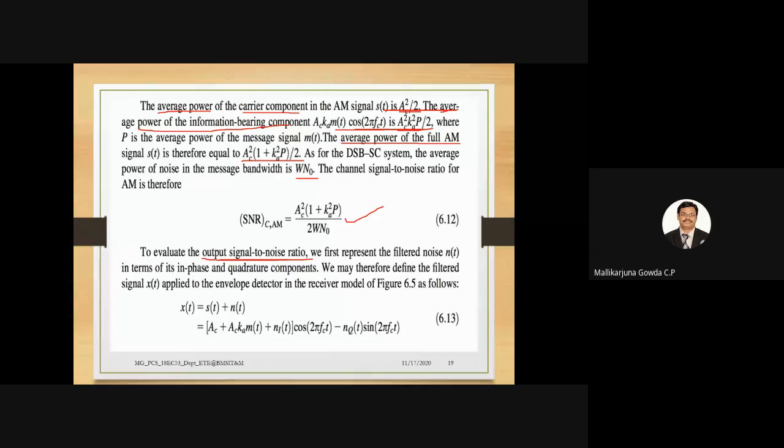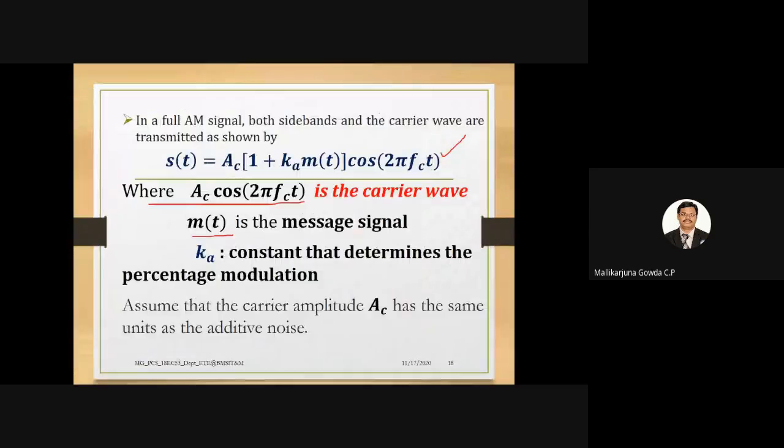To do that, I need to write the expression for the output of the bandpass filter. That is x of t equals s of t plus n of t. This is the expression for the output of the bandpass filter, where I substitute the values of s of t and n of t. What is s of t? It is A_c (1 + k_a m of t) cosine of 2 pi f_c t. That plus n of t.